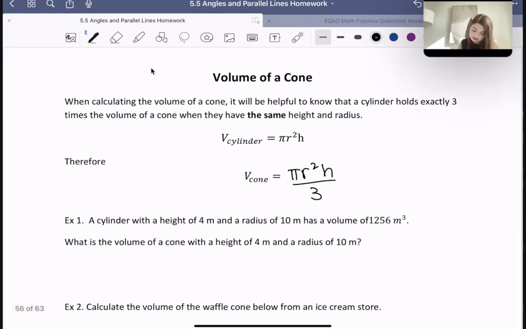So when calculating the volume of a cone, it might be helpful to know that a cylinder holds exactly 3 times the volume of a cone when they have the same height and radius. So the volume of a cylinder is pi r squared h, right? Because it's the area of the base times the height. A cylinder is like a can shape, so if you can picture a can. Whereas a cone is going to be pi r squared h divided by 3, because a cone only holds a third of what a cylinder with the same height and radius actually holds.